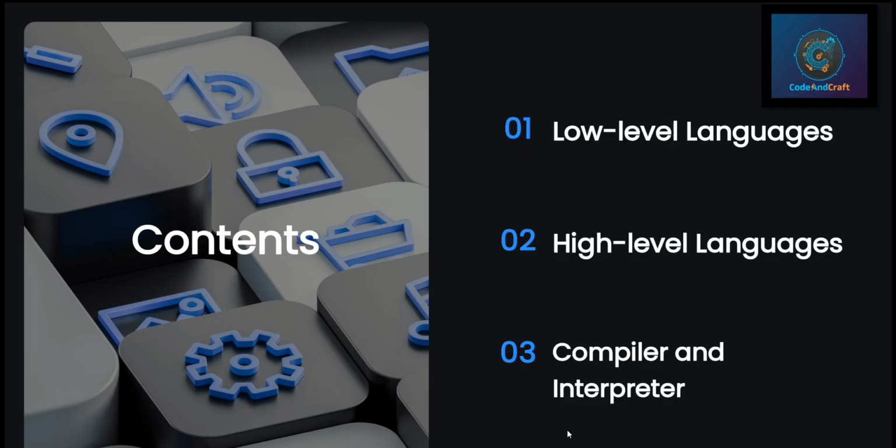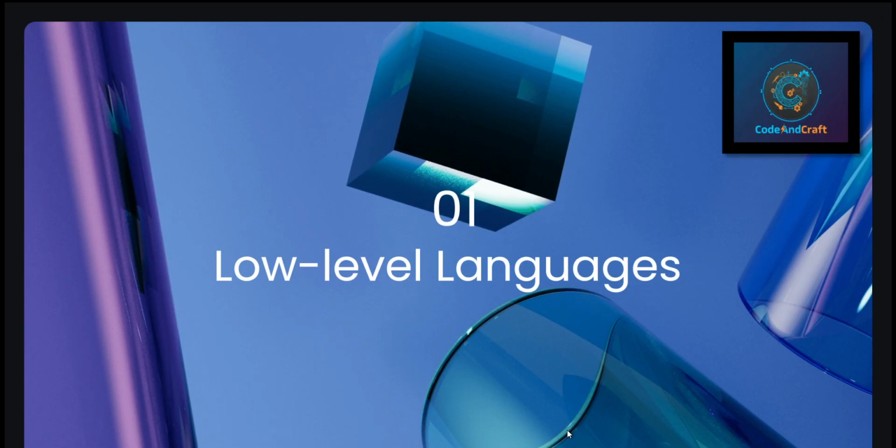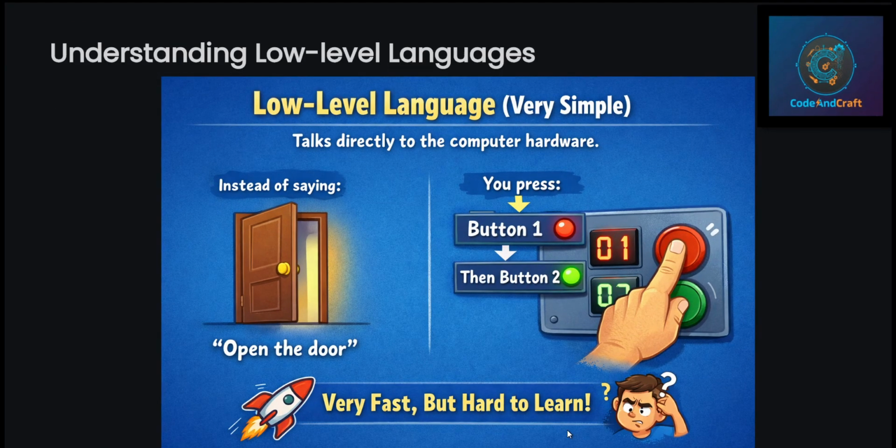A low level language is a type of programming language that works very close to the computer's hardware. It is written in a form that the computer can understand easily, but humans find it difficult to read and write. You can think of it like controlling a machine using exact buttons. The best example for this is, instead of saying open the door, we must press button 1, then button 2, then button 3 like that. So that's how low level languages work. They are very fast and powerful, but they are hard to learn and not user friendly for beginners.